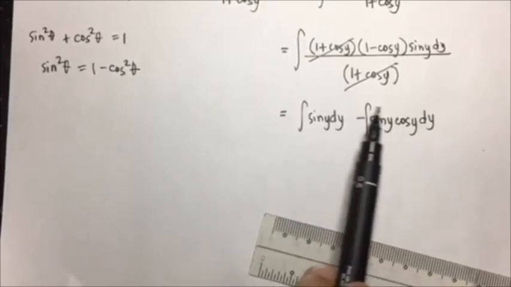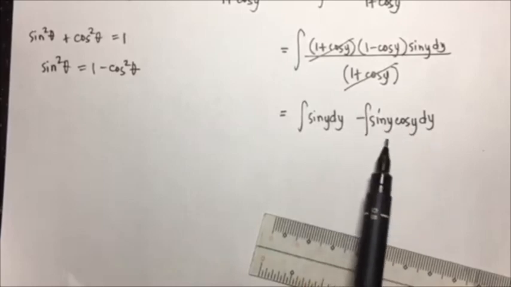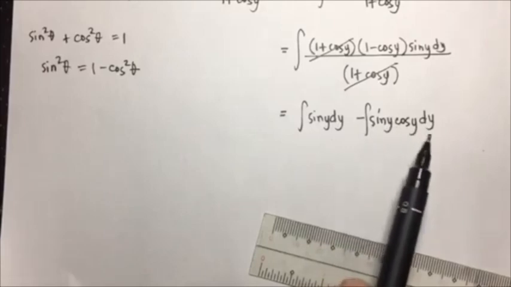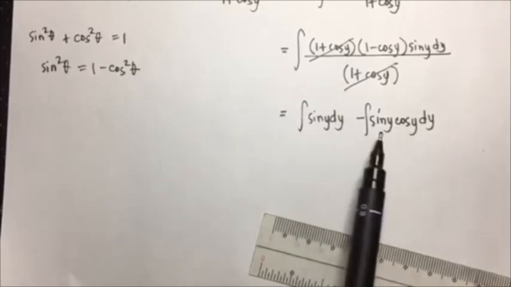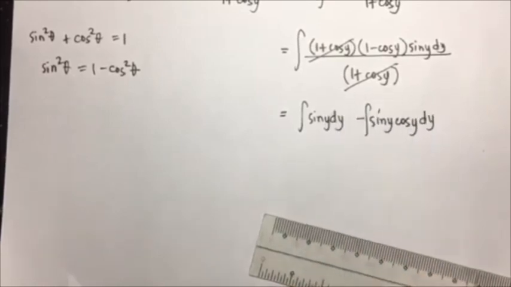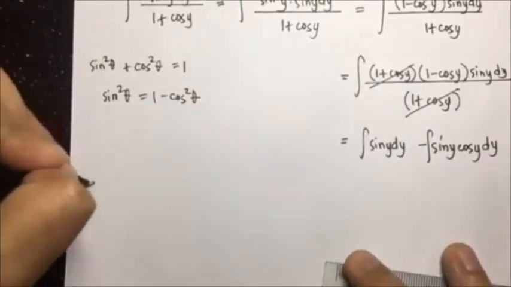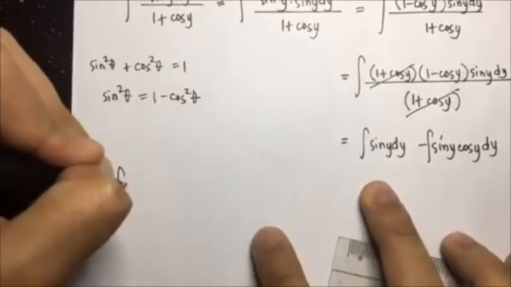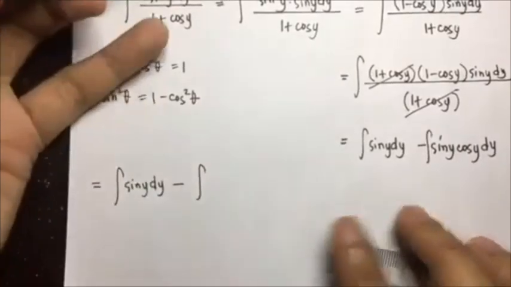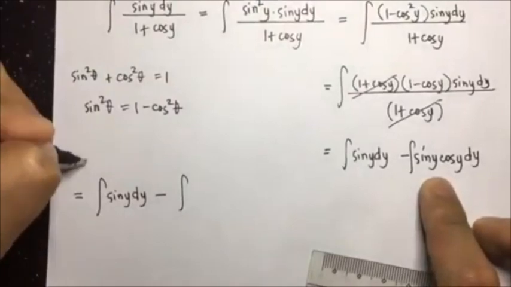We can also use the double angle identity for sine. Sine 2y is equal to 2 sine y cosine y. So we actually have three solutions for the second integrand, I mean. So let us solve each one by one. The first one is we have the integral of sine y dy minus the integral of, so we can select 1 as our u. So this is our first solution.